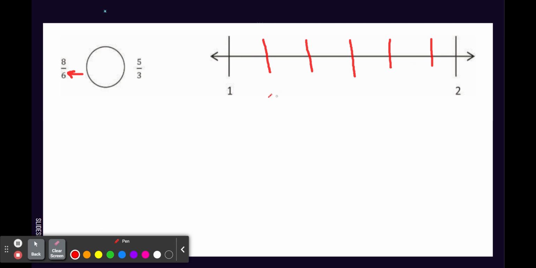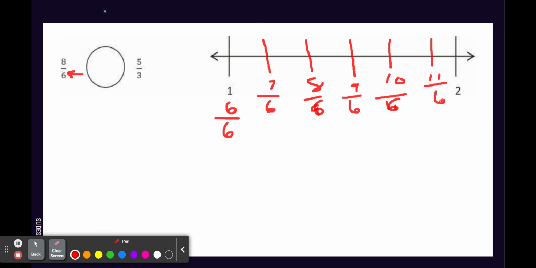Now I'm going to label everything, but I have one whole. So one whole is already 6/6, right? So that means the next one is going to be 7/6. Then we have 8/6, 9/6, 10/6, and 11/6, right? And then 2 is 12/6. So we want to locate 8/6. So 8/6 is right over here.